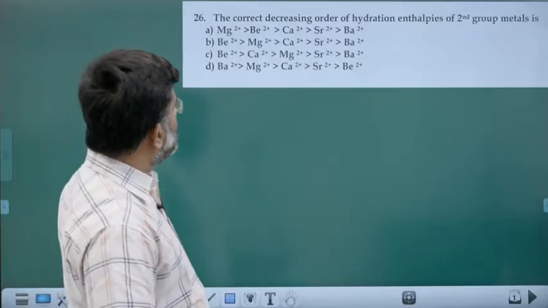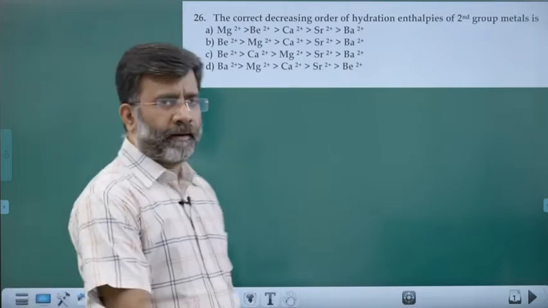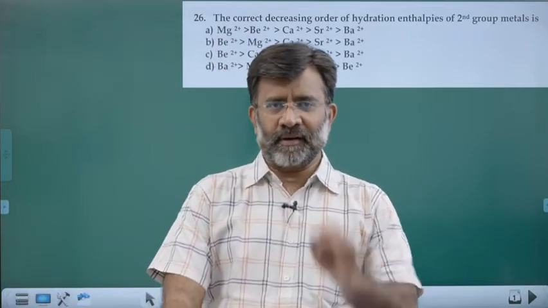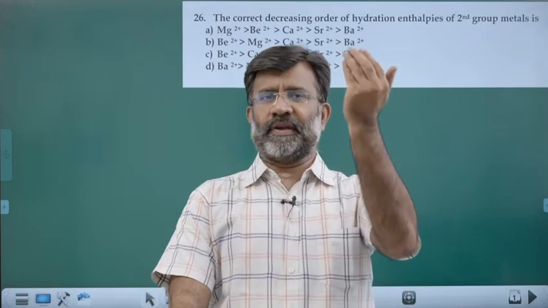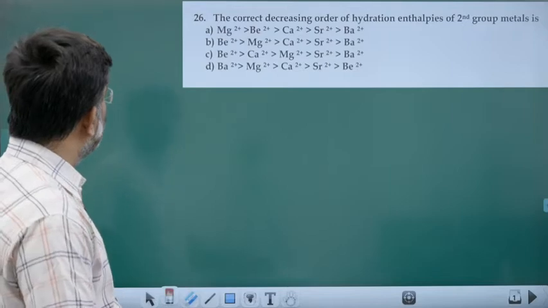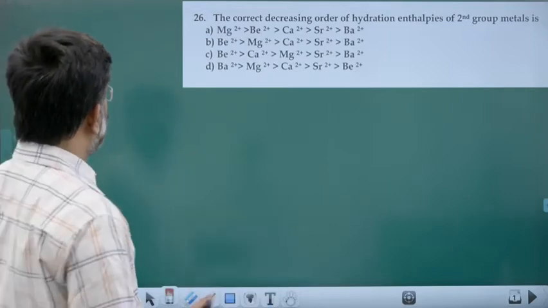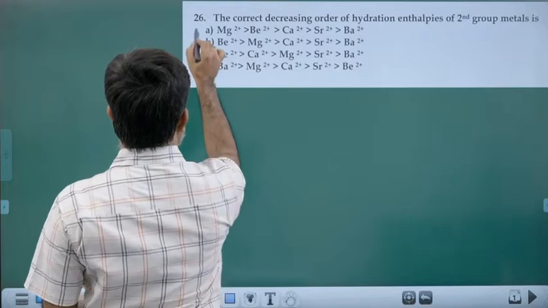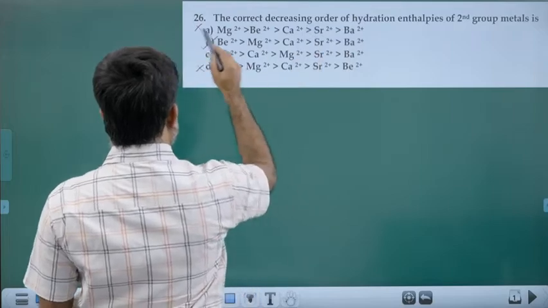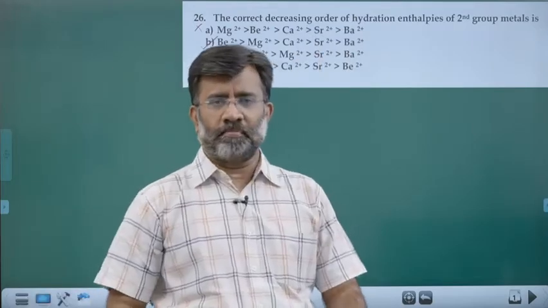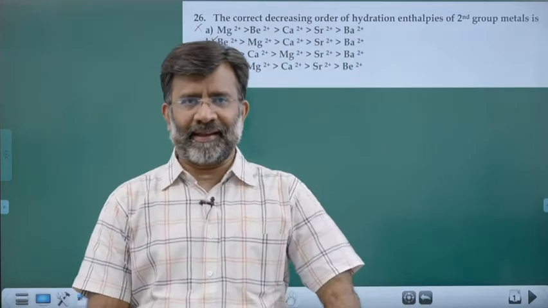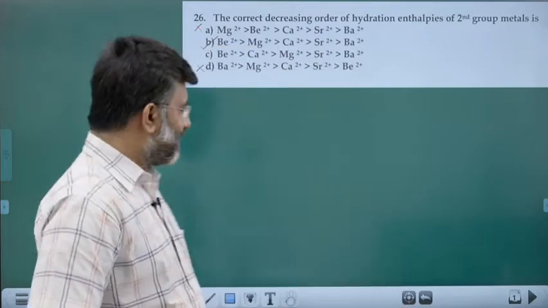The correct decreasing order of hydration enthalpy. Hydration enthalpy depends on extent of hydration. Extent of hydration depends on the size. Smaller the size, higher the hydration enthalpy. Right? So what is the order? Beryllium has high hydration enthalpy due to small size. So this is out, this is out. Then beryllium, magnesium, calcium, strontium, barium. Regular trend. Answer is option B. Smaller the size, higher the hydration enthalpy. Right? Next.